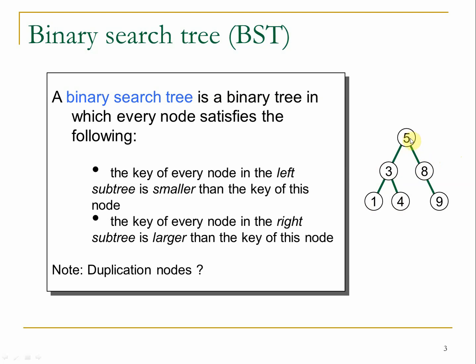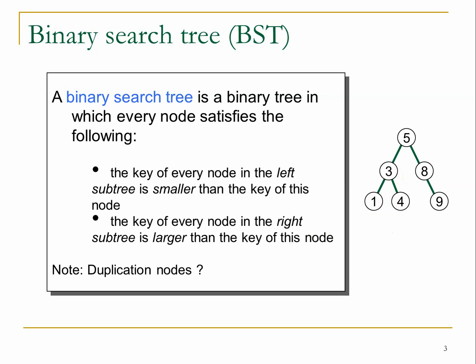And this is not only applied to the root node. For the node of 3, you can consider it is the root node of this size 3 binary search tree. All the nodes on the left side are smaller and all the nodes on the right side are larger. So that is the definition of what we call the binary search tree.